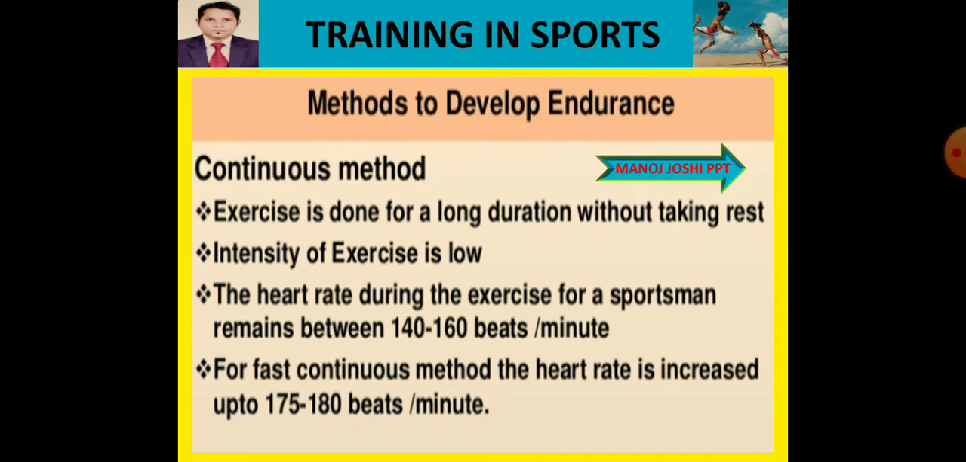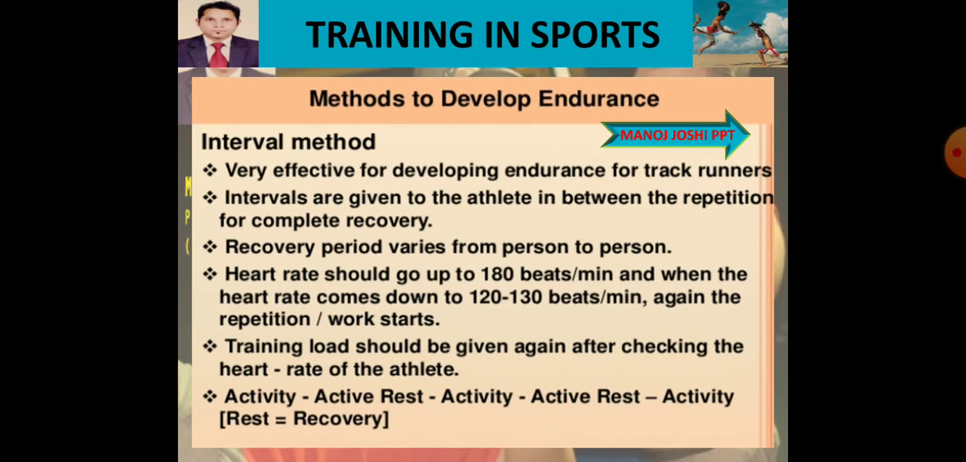That is the first method to develop endurance, the continuous training method, that we have discussed. Now the interval training method. In the interval training method, by the name we can understand there is an interval. It is very effective for developing endurance for track runners, the running activities which are performed over the track: short distance races, middle distance races and long distance races. Intervals are given to the athlete in between the repetitions for complete recovery.